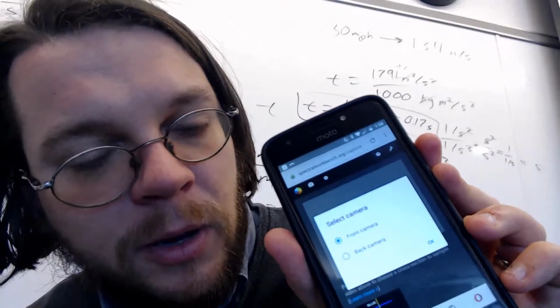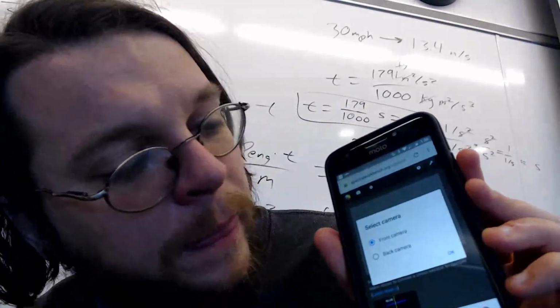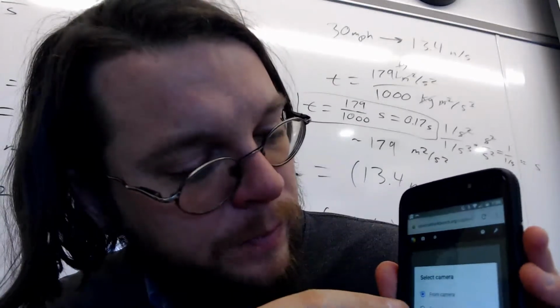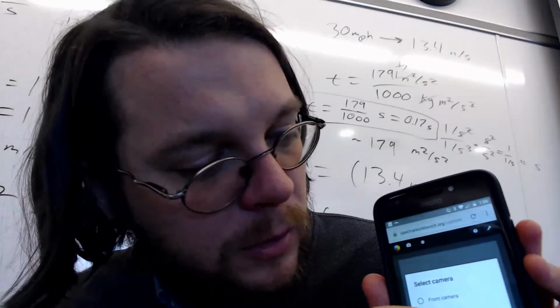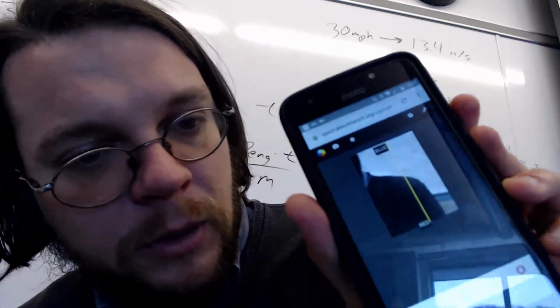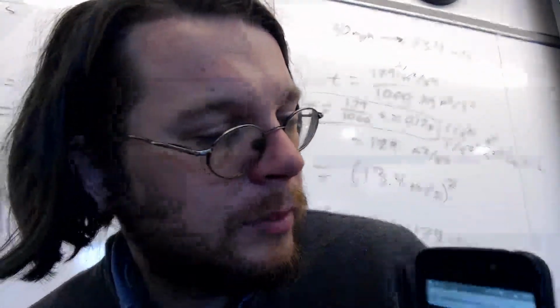So that was why I needed to choose Opera. I do not want the front-facing camera. I need the back-facing camera, and so I'm going to click back-facing. Like that, and now I have an actual video thing. I need to put it up to this device.